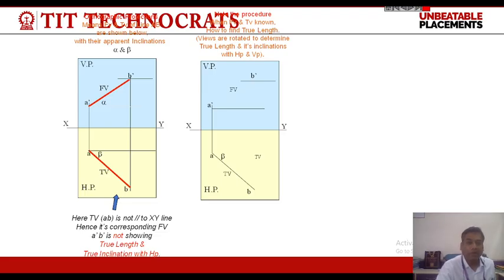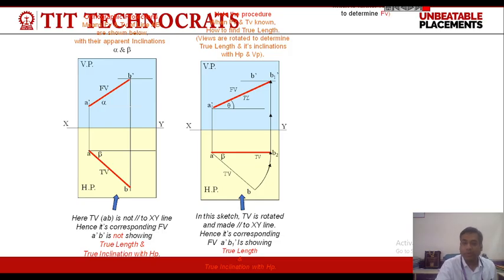Now, to find the true length, we have to rotate the view and make it parallel to one of the reference planes. So when we rotate the top view of the line and project it on the locus of the front view, and join A dash to B dash, we will get the true length of the line in front view. And the angle of the true length in front view is called theta, that is the angle of inclination with HP.